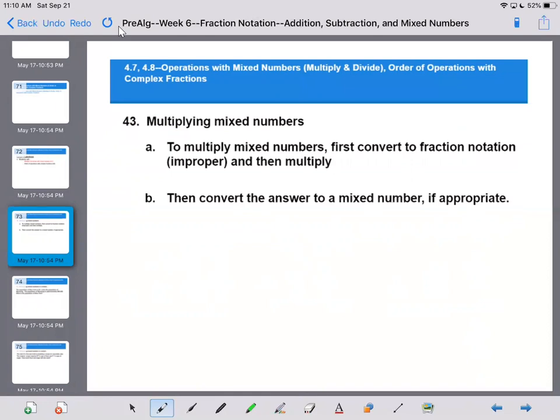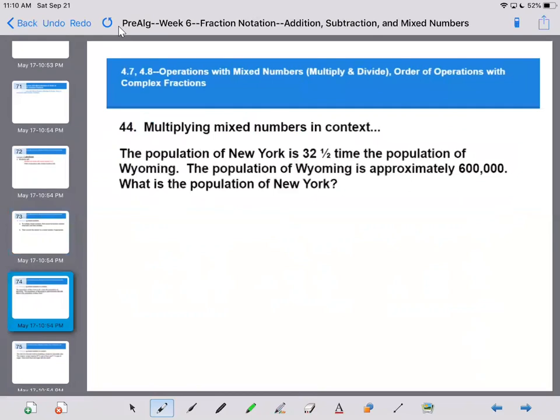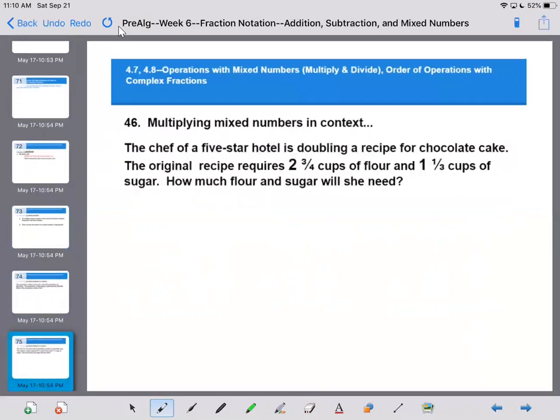So if we're looking at the chef of a 5-star hotel, who is doubling a recipe for chocolate cake. So the original recipe was 2 3/4 cups of flour and 1 1/3 cups of sugar. So this chef is doubling the recipe. Well, the original recipe had these. So what we're going to do is just multiply both by 2.